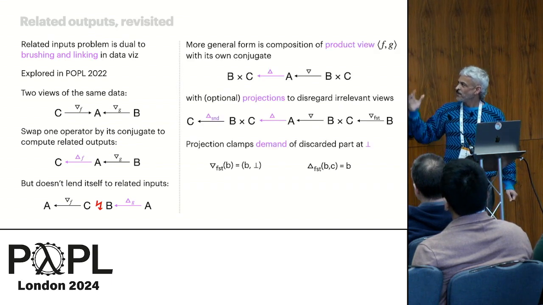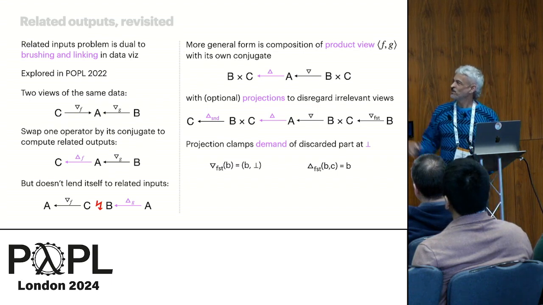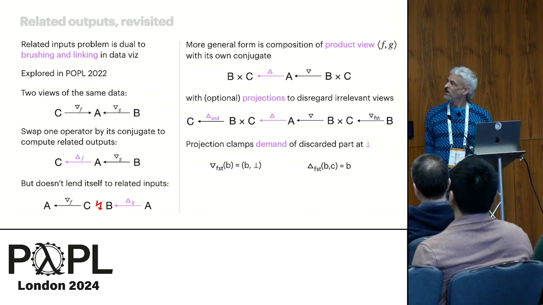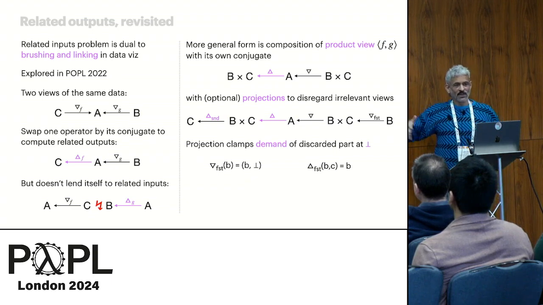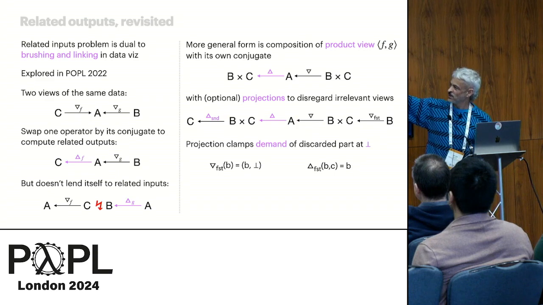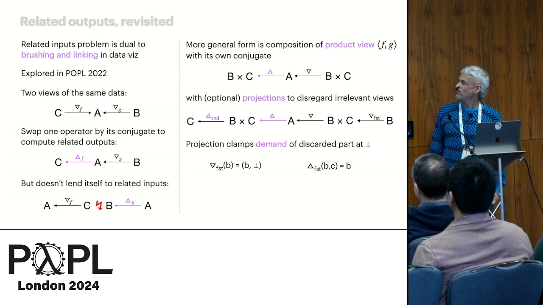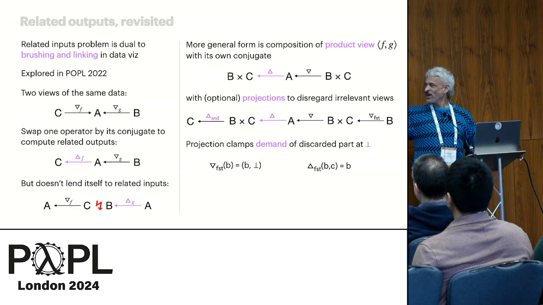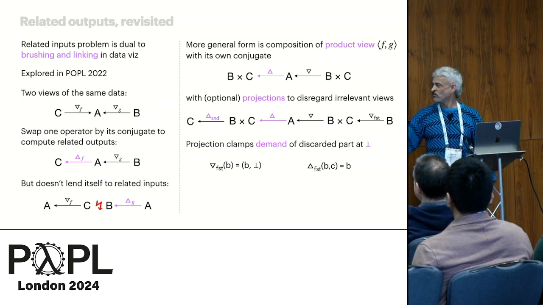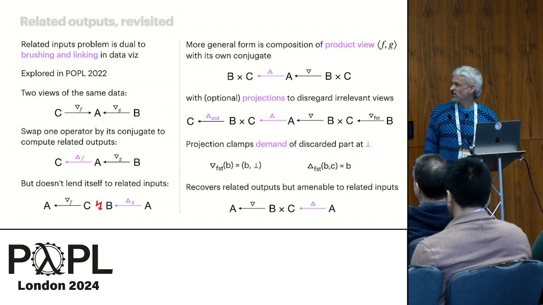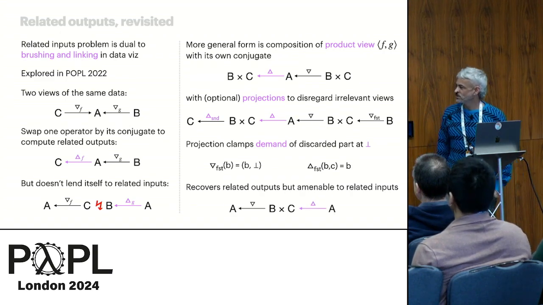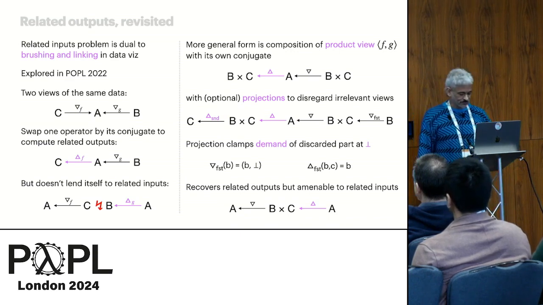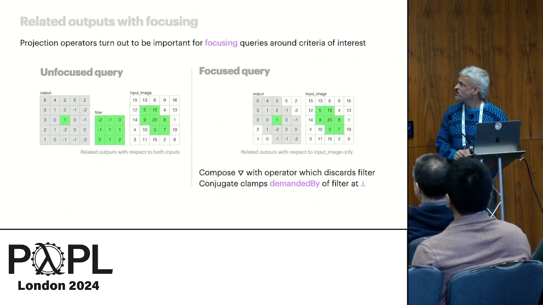composable. So obviously, if you're a functional programmer, the more general form of this is the product view of F and G. And so we now just have a single dependency operator. So I've omitted the subscript. And we can compose this operator with its own conjugate to obtain an endomorphism on C times B times C. And then we can just project away the parts of the output we don't care about, perhaps the left chart or the right chart. And that essentially uses projection functions that also have conjugates, and that recovers the prior work, but in a way that's then amenable to related inputs. So that's basically the relationship to the prior work.